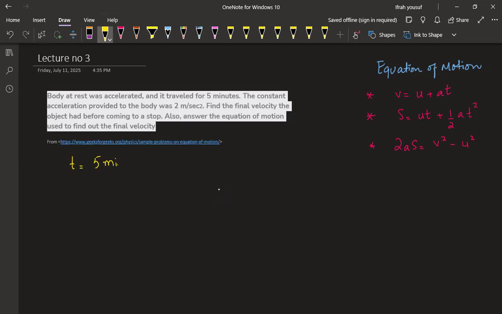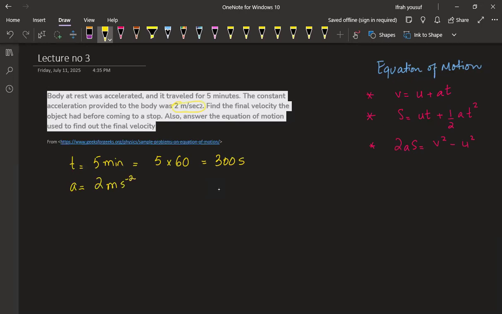Do you think that we have to change this minute into second? In order to change minutes into seconds, what do we have to do? You have to multiply 5 by 60. So we get 300 seconds. And then we have the acceleration provided to the body, which was 2 meters per second squared.